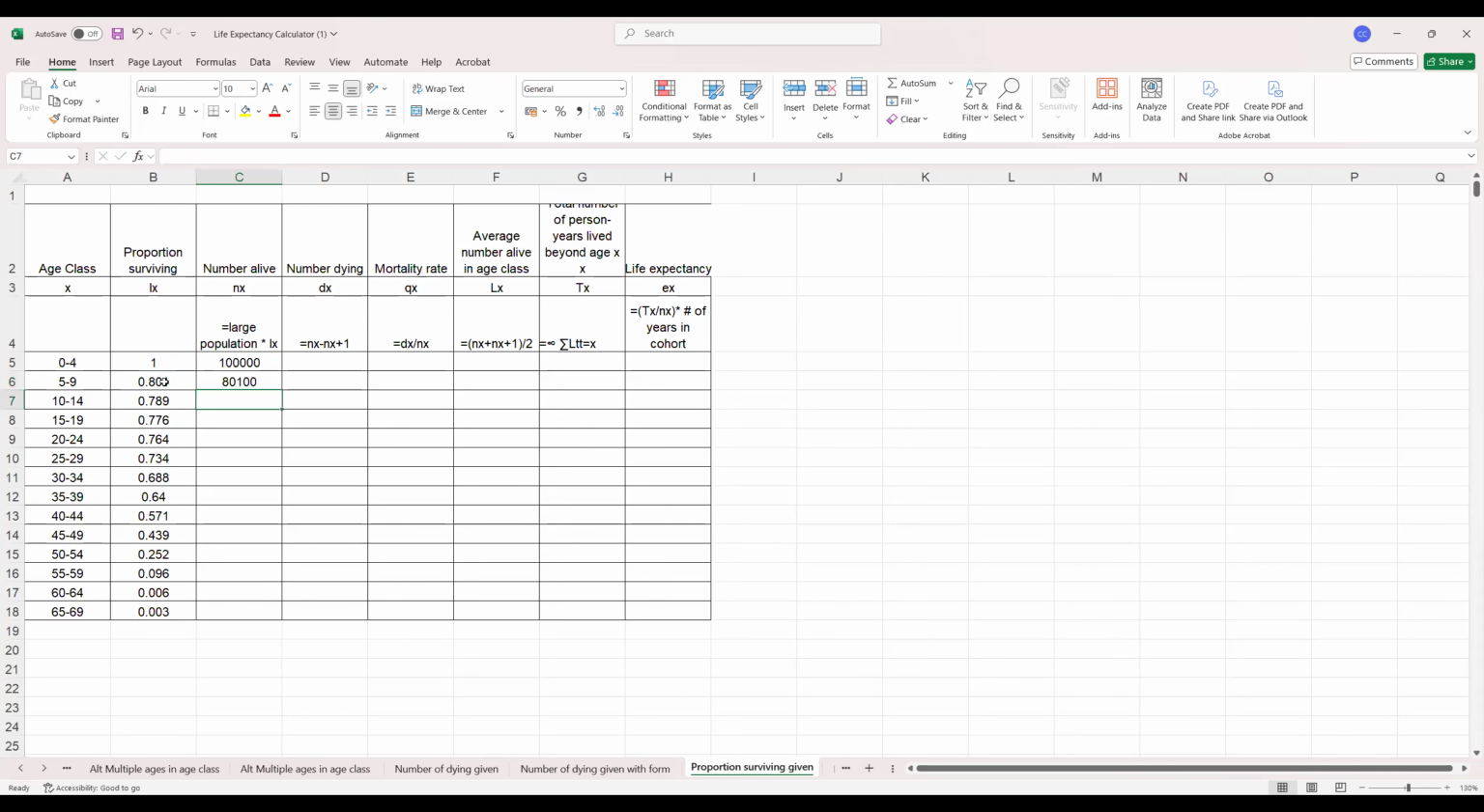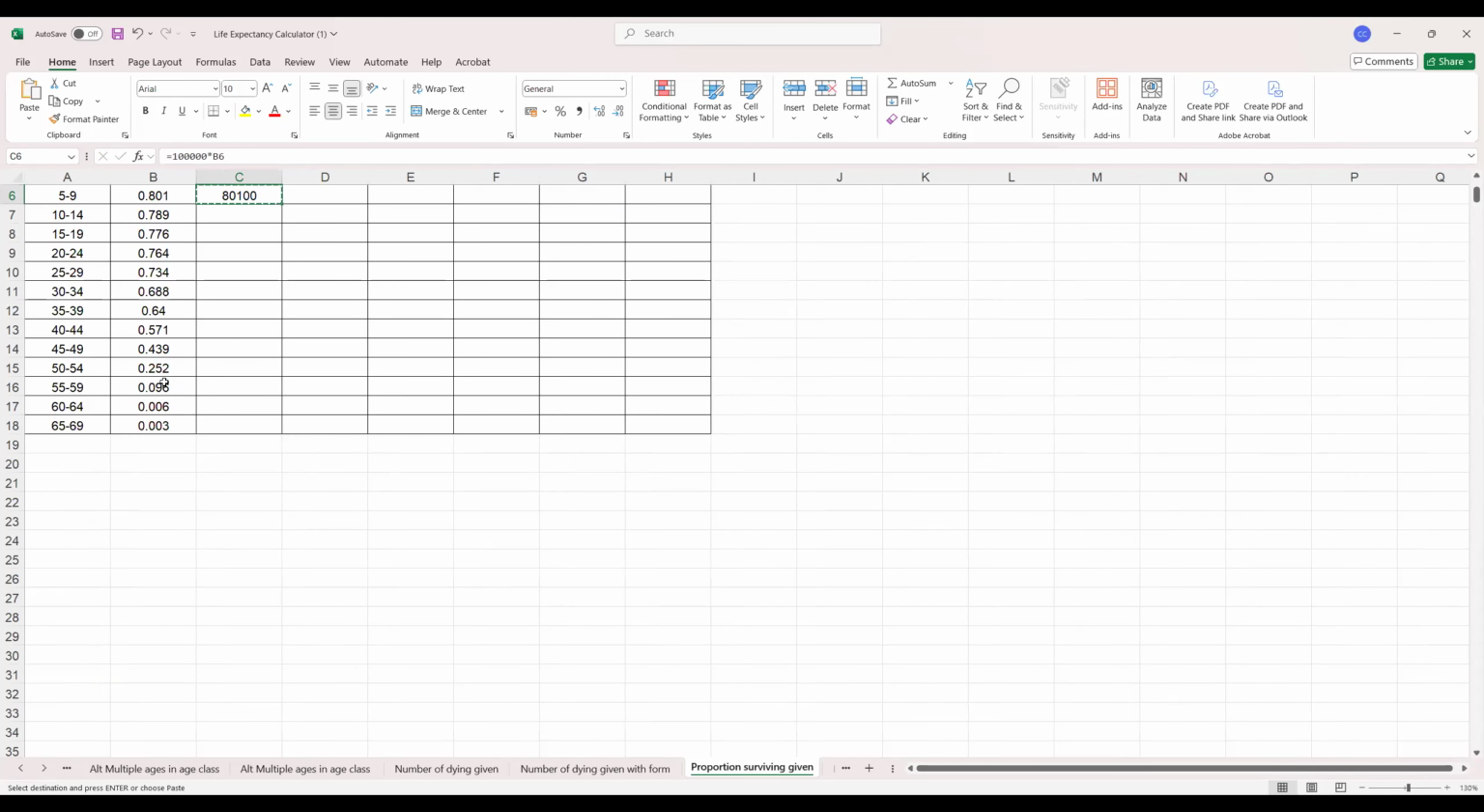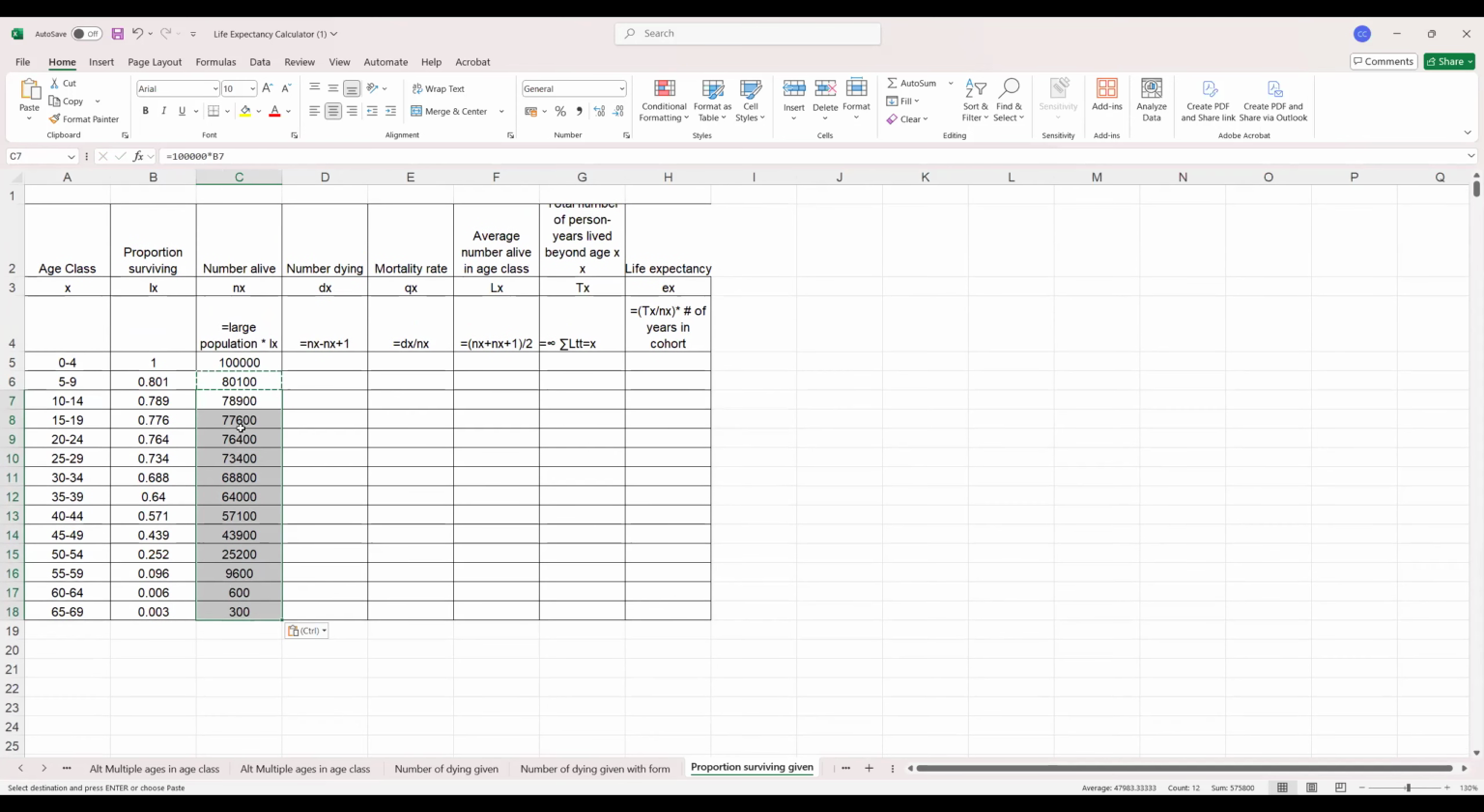So that's the percent that was still alive. So you copy, Control C, and then paste that here. There you go. And you check. Okay, is it correct? Does it say 100,000? Okay. So there. That's your new n sub x.